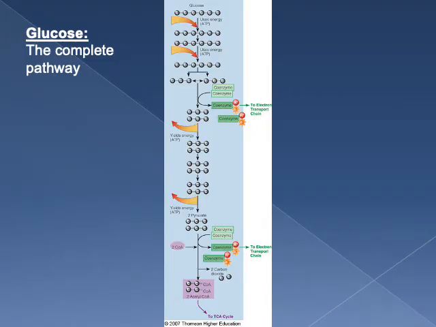This is just another diagram of the complete pathway of glucose. Glucose to pyruvate, and then pyruvate to acetyl-CoA at the bottom, and then acetyl-CoA onto the TCA cycle. And again, for that whole process to take place, oxygen would have to be available.